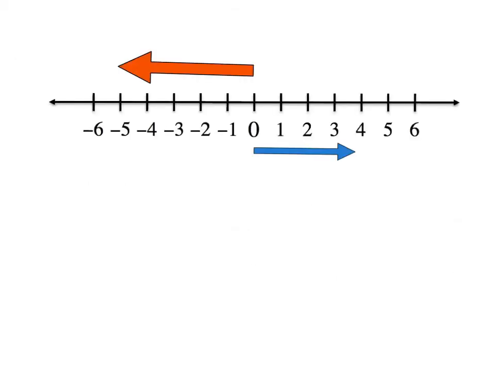When we're adding integers together, there's two possible movements. We have a positive movement that moves to the right, and we have a negative movement that moves to the left. The positive movement here we can represent as plus 4. The line is moving from 0 to a positive 4. This red arrow is making a negative movement to negative 5, so we can represent that as a negative 5.